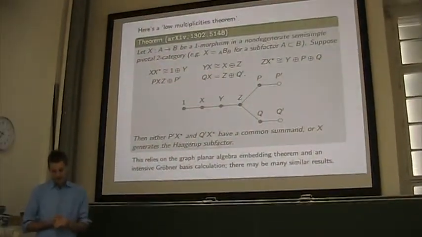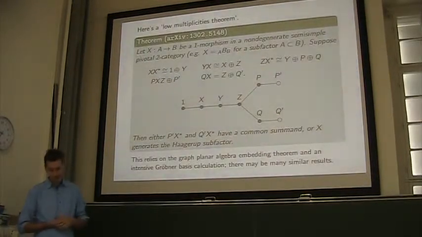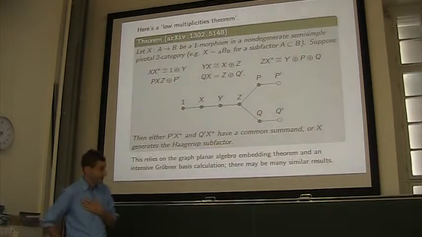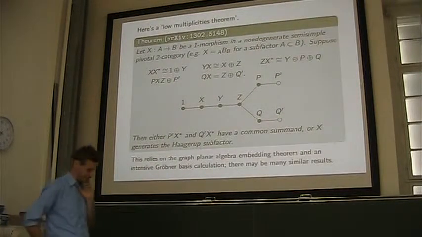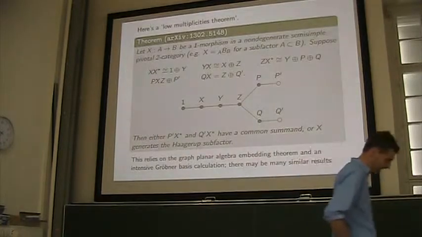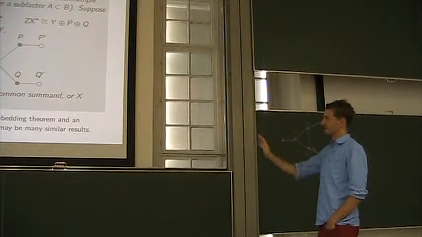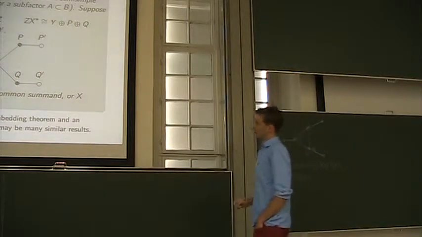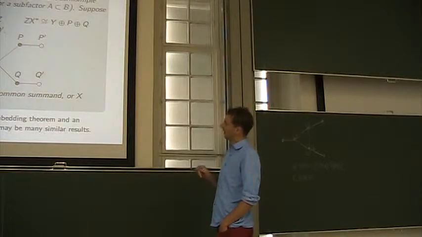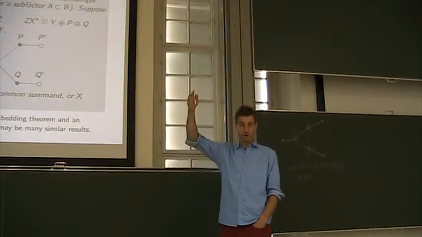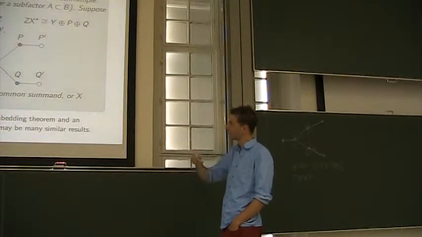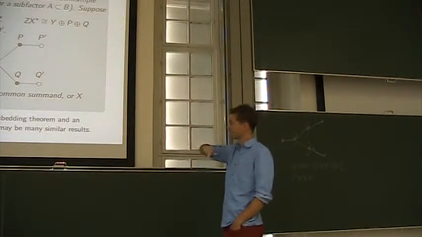I now want to give you some examples of the sorts of theorems one can prove about tensor categories generated by objects of small multiplicity. Here's a somewhat strange looking theorem that I proved for the sake of it being useful in classifying small index subfactors. But I think it's an illustration of the sort of thing that you might prove here. Let's suppose we've got some pivotal 2-category. So we're stepping outside the world of fusion categories. You can phrase this in terms of multi-fusion categories if you want.